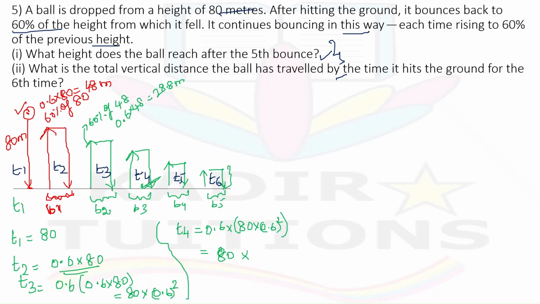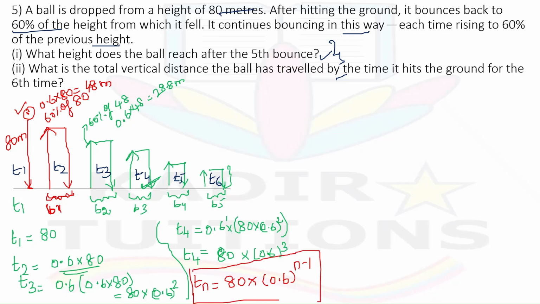80 into 0.6 the whole power 3. Here power 1 is there, here 2 is there, so we can make it as whole power 3. So from this we can define a general equation, right? So Tn is equal to 80 into 0.6 to the power n minus 1. So I am making a general equation.